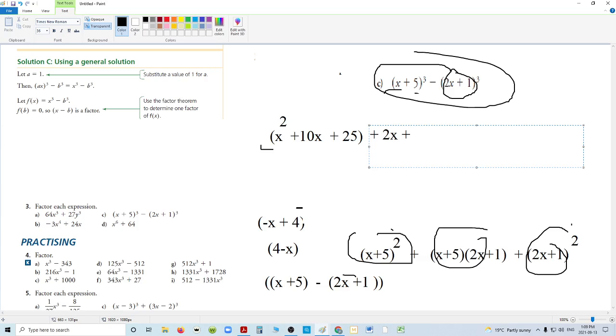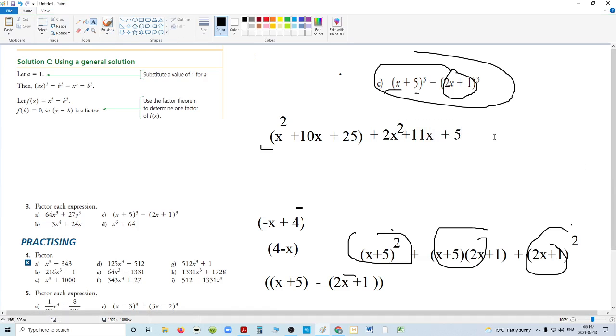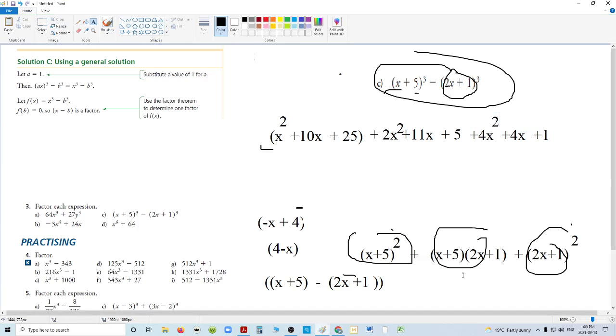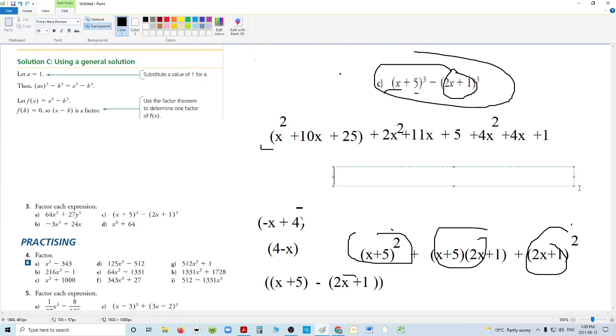Plus x plus 10x, plus 11x, and 5 times 1 plus 5. So that's your second term. What's your third term expanded? 4x squared, right? Plus 4x plus 1. You should know automatically how to expand anything like that squared very quickly. Let's add our like terms. x squared plus 2x squared plus 4x squared is 7x squared.